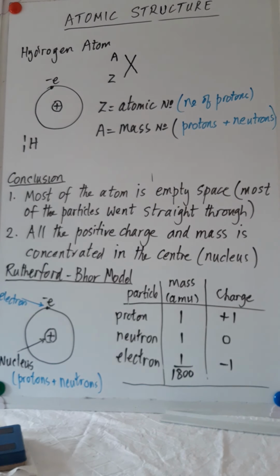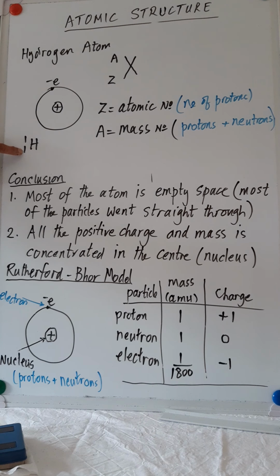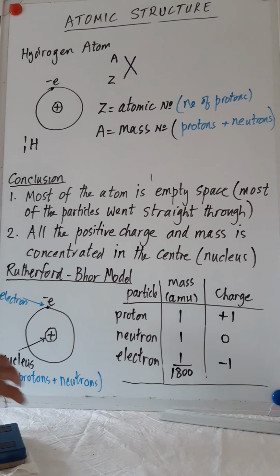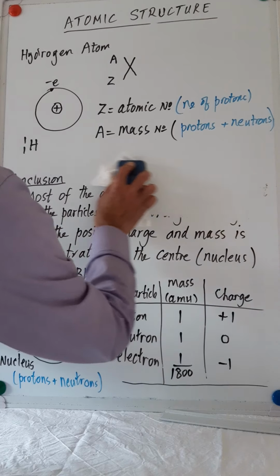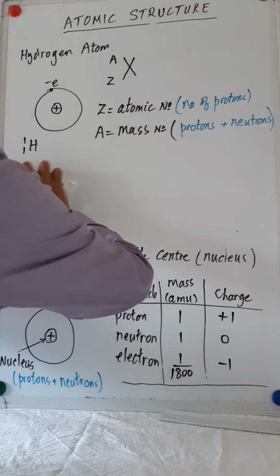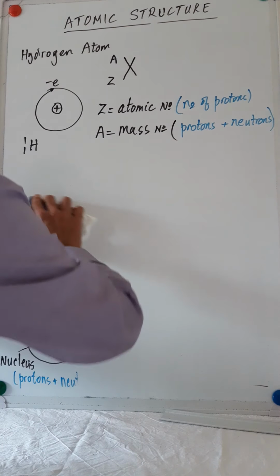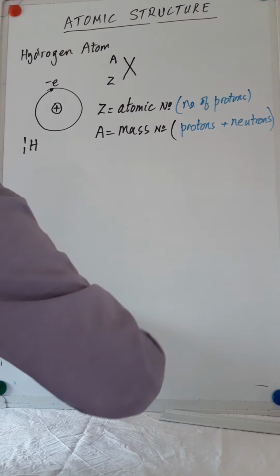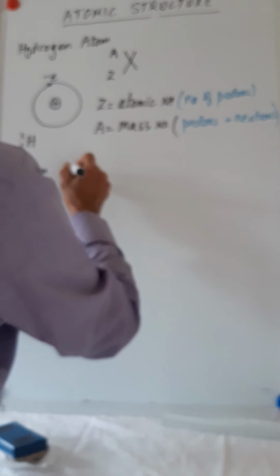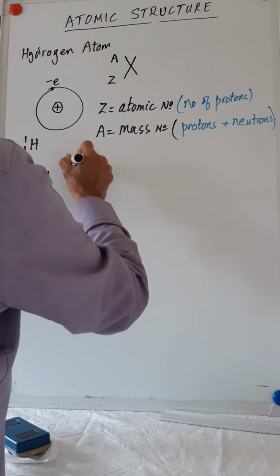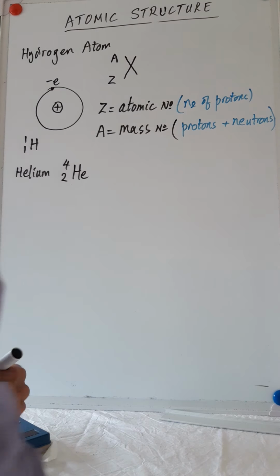Now, in the case of hydrogen, it's 1 1. That means its charge is 1 plus and its mass is 1, so that means just a single proton. Now, the next atom is helium. Helium has 2 protons and 2 neutrons as well. So the helium nucleus can be written as helium 4 2.